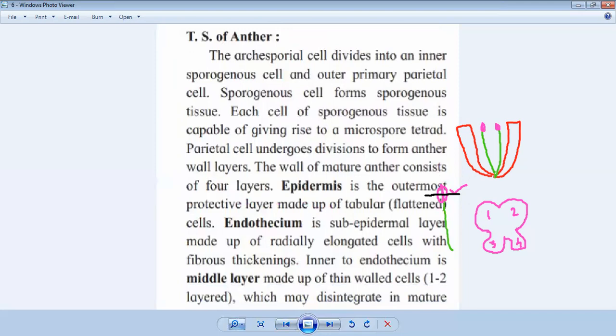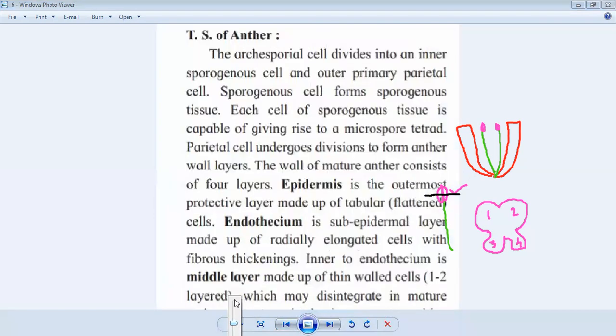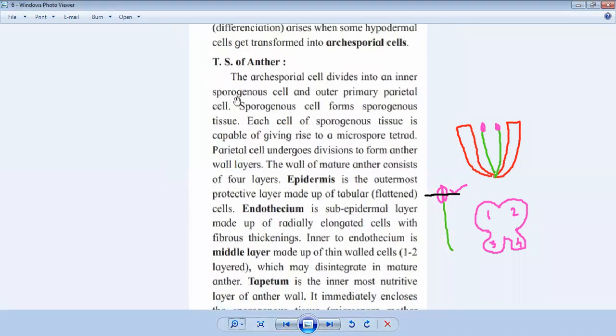द आर्चिस्पोरियल सेल्स एंड दीज आर्चिस्पोरियल सेल्स आर डिवाइड्स. ये डिवाइड होते हैं आर्चिस्पोरियल सेल्स into an inner sporogenous cell and outer primary parietal cell. Sporogenous cells form the sporogenous tissues. Each cell of sporogenous tissue is capable of giving rise to a microspore tetrad. मतलब हर एक स्पोरोजिनस टिश्यू जो होता है वो एक माइक्रोस्पोर मतलब पोलन ग्रेन डेवलप करने के लिए कैपेबल होता है.